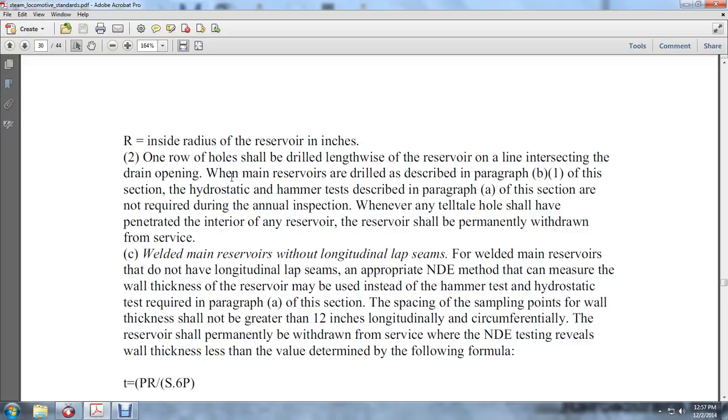They may measure wall thickness reserves instead of the hammer test and hydrostatic test of paragraph A section, spacing the sampling points of the wall not consistently greater than 12 inches longitude circumferential reserve. The reserve shall be permanently withdrawn from service if the NDE testing reveals that wall thickness shall be valued determined in the following formula.